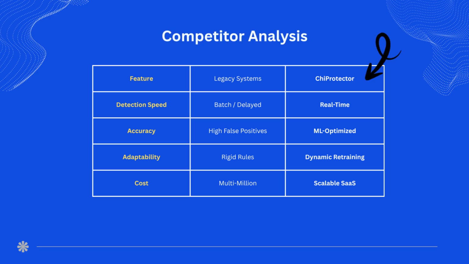When you compare us to legacy systems, the choice is clear. Old systems are batch-based, meaning they find the fraud after the money is already gone. ChiProtector is real-time, while others struggle with false positives that annoy real customers. Our ML-optimized approach is far more precise. And because we use LightGBM, we can retrain our model in minutes to adapt to new threats.